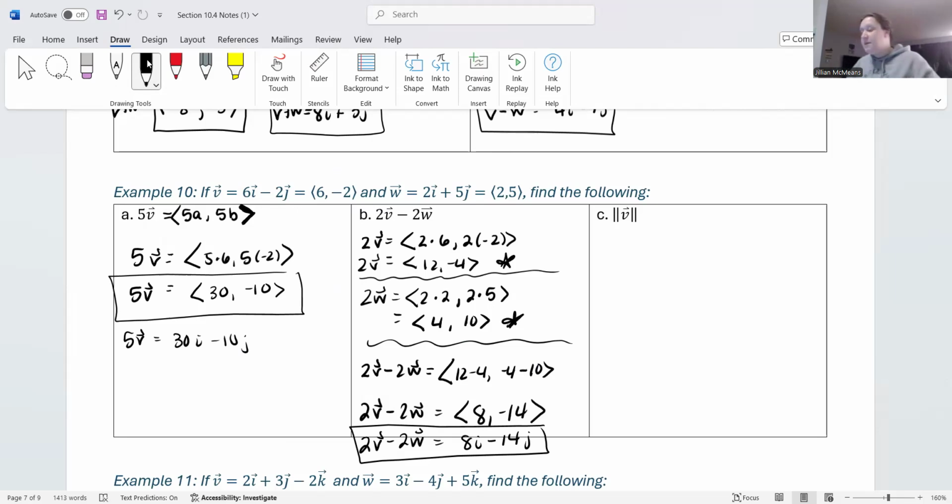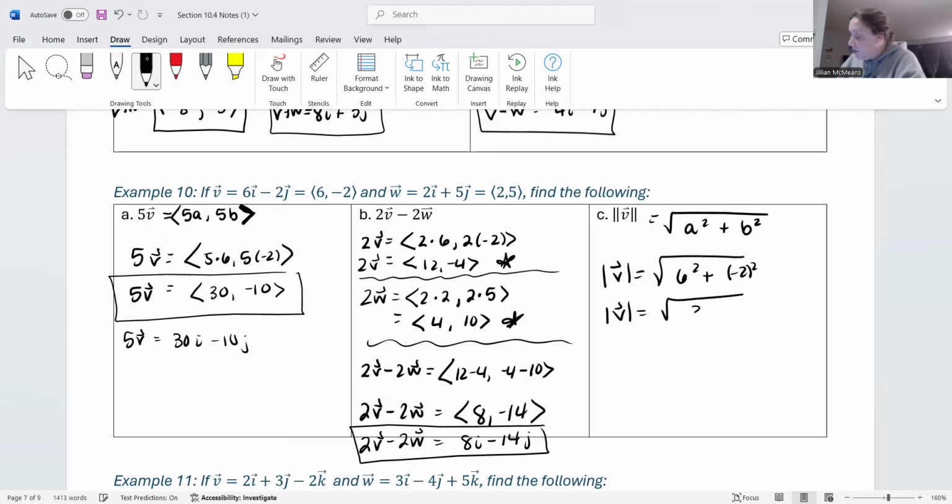And then finally, let's find the magnitude of v. Remember the magnitude, you just take the square root of the a component squared plus the b component squared. So for vector v, a is 6, so we're going to get 6 squared. B is negative 2, so negative 2 squared. So we get 36 plus 4. So we get then the square root of 40.